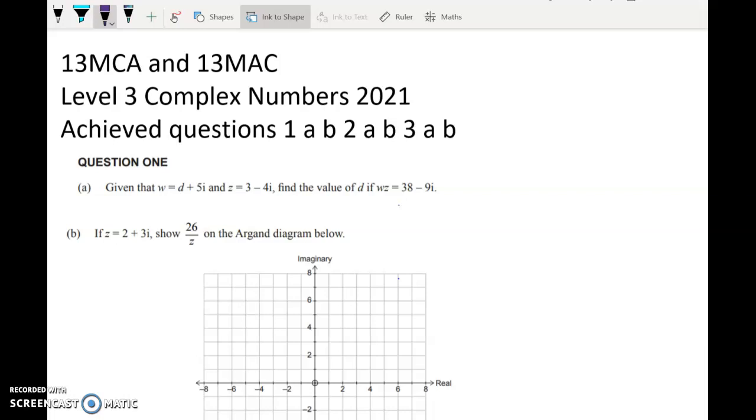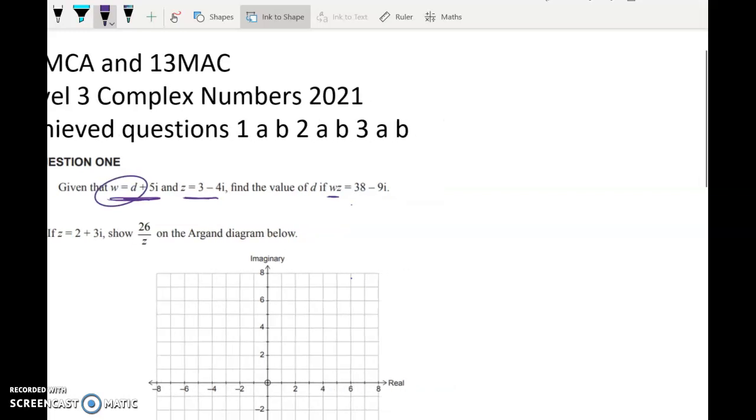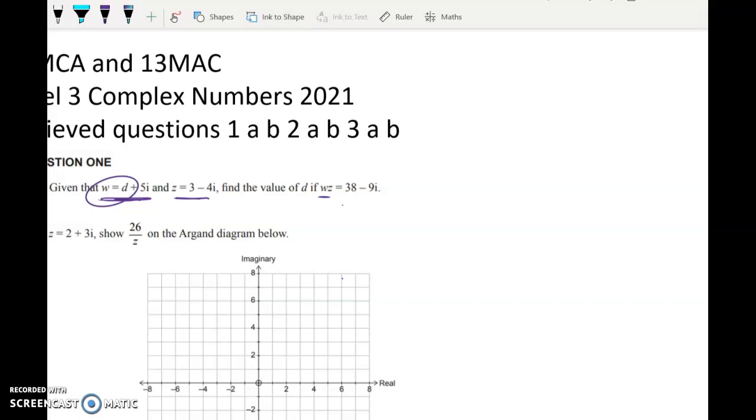Question 1A is one where we're given 2 numbers in rectangular form and we just have to figure out what the product is and from that work out what the missing term is. So we just need to get on with it and multiply them together in rectangular form.